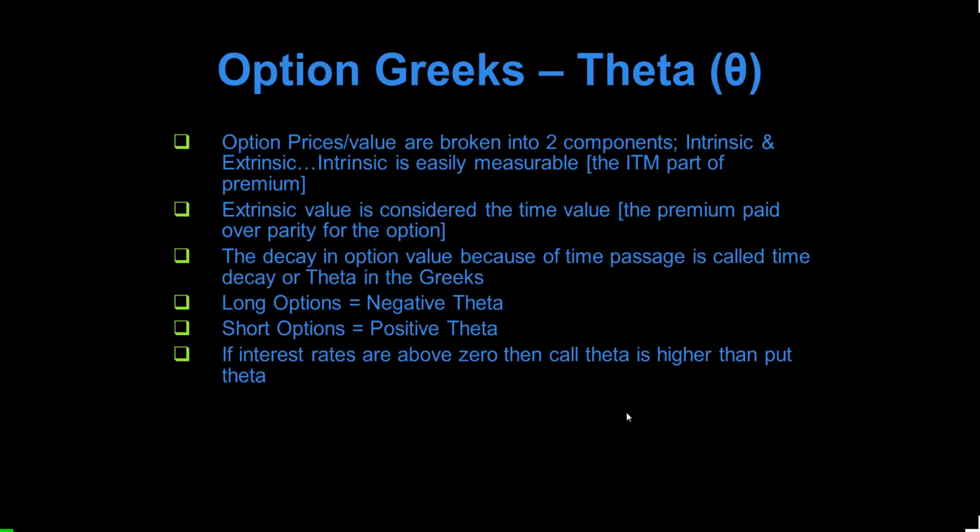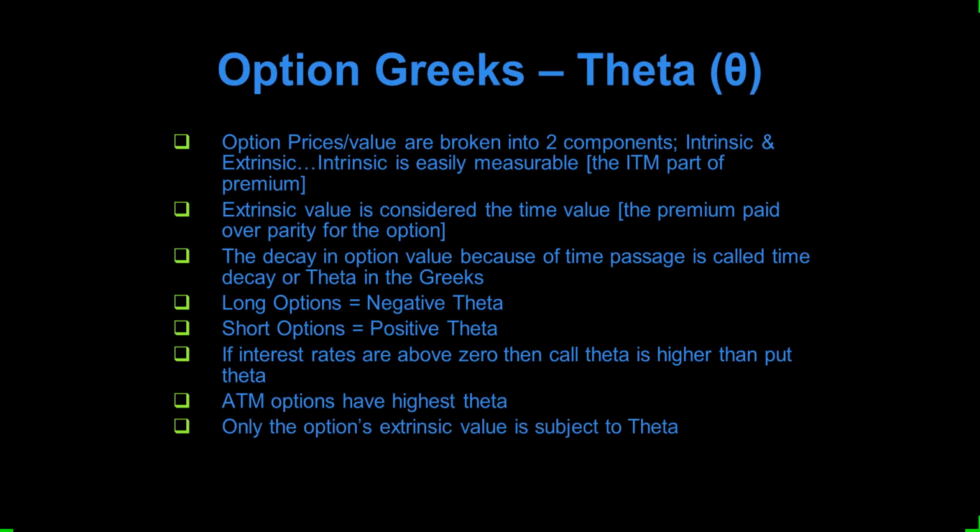Now, the other thing is if interest rates are above zero, but right now they're not, they're about 25 basis points, then call theta is higher than put theta. You don't really have to worry about that right now. If you buy a leap option and interest rates go up, then the value of a call will go up. Value of a put will go down. But generally, that's rho, and we'll talk about it in a minute. But unless you're trading leaps all the time, it's one of those Greeks that most people don't pay a lot of attention to.